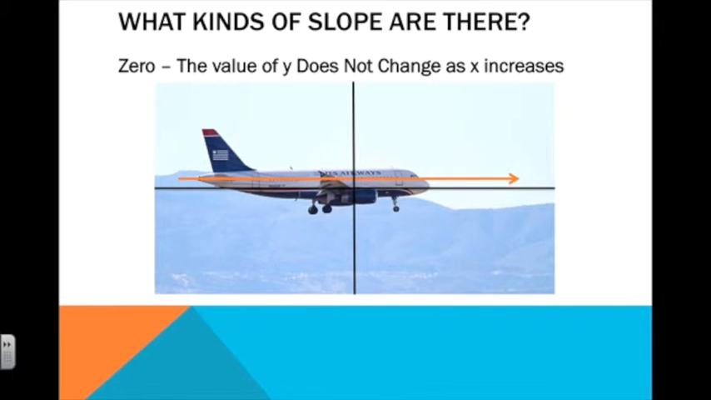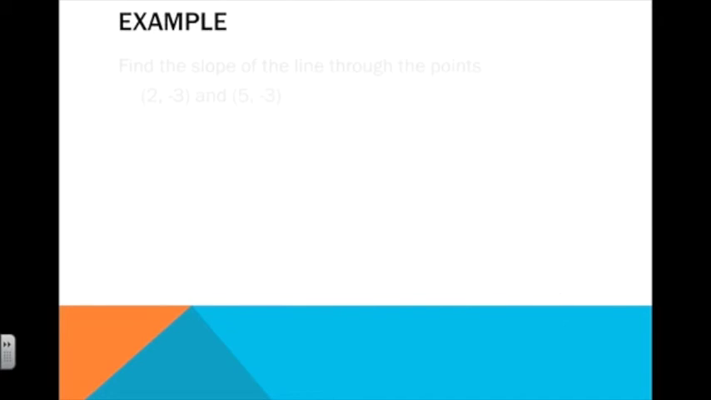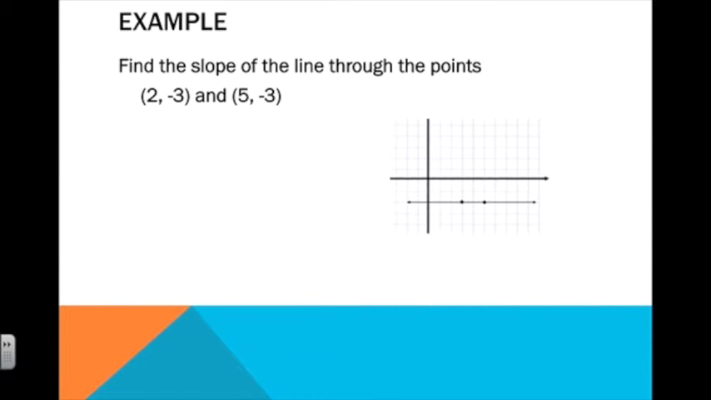Let's look at an example of this one. We're going to find the slope of the line through the points (2, -3) and (5, -3). Notice we have a horizontal line. Again, we'll start with our formula for slope, (y2 - y1) / (x2 - x1).